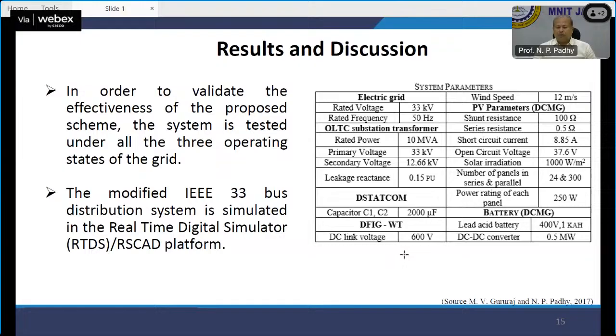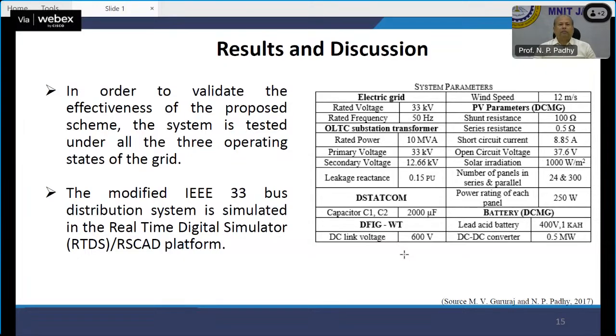Solar irradiation is assumed to be 1000 watts per meter square. The number of panels in series and parallel is 24 and 300, the power rating of each panel and the battery rating are also given to you. So every device connected at bus numbers 1, 5 and 22 is identified. In order to validate the effectiveness of the proposed scheme, the system is tested under all three operating states of the grid. What is state number 1? Steady state. What is state number 2? Dynamic. State number 3? Very good.